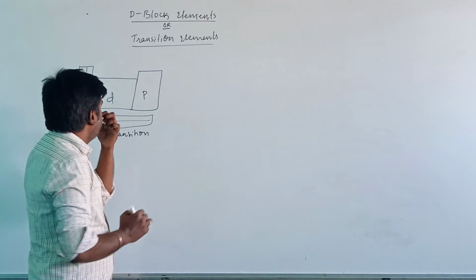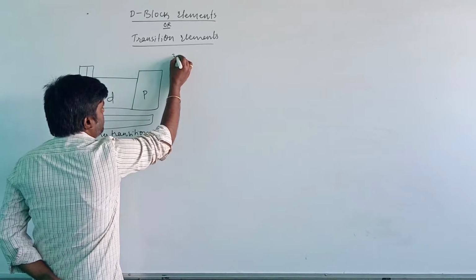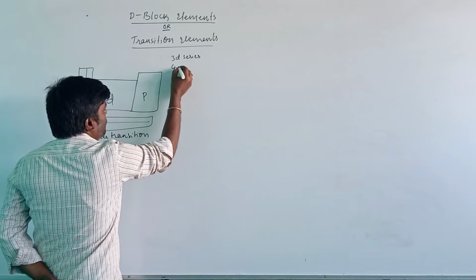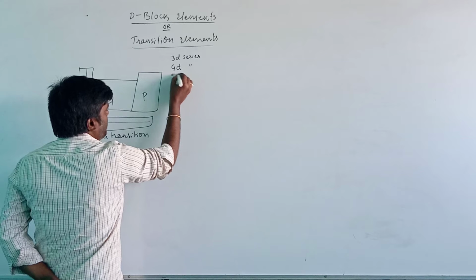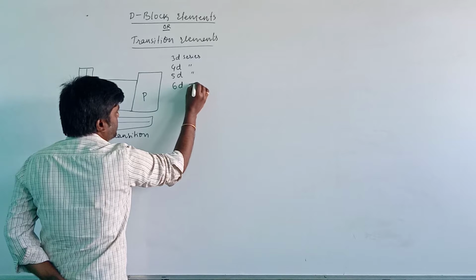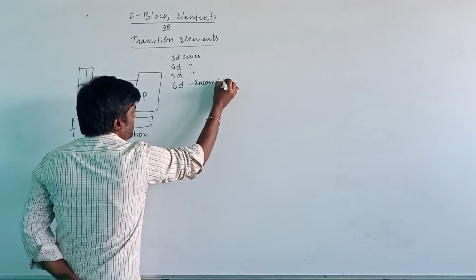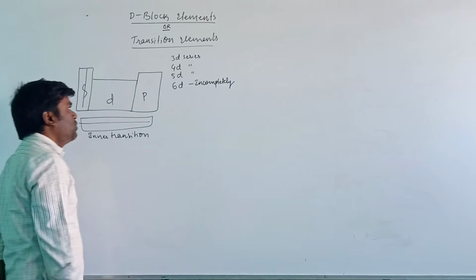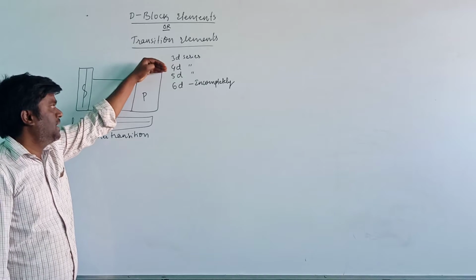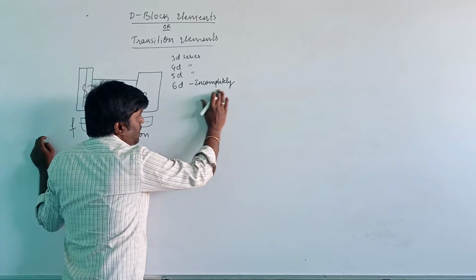Okay. Then let us see the transition elements. These are classified into 3D series, 4D series, 5D series, and 6D series. This 6D series is incomplete. The transition elements are further divided into 4 groups: the 3D series, 4D series, 5D series, and 6D series. This 6D series is incomplete.